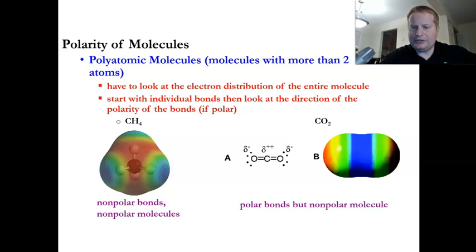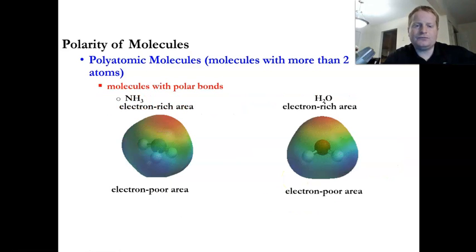So we have to look at the electron distribution of the entire molecule, start with individual bonds, then look at the direction of the polarity, if it's polar. In CH4, every bond is actually nonpolar, and therefore the molecule is nonpolar. In a nonpolar bond, remember, the electrons are shared pretty much equally. So if they're not even staggering to one side in a bond, they're not going to stagger to one side in an overall molecule either. CO2, symmetrical. The bonds are polar, but the molecule is nonpolar because of the symmetry. Ammonia, polar molecule, right? Molecules with polar bonds.